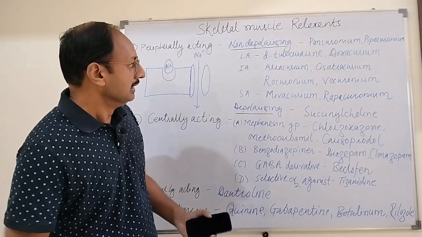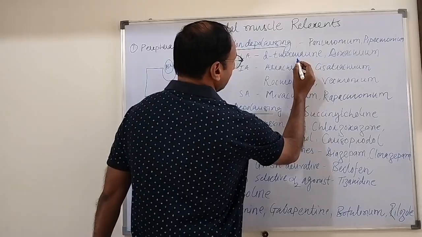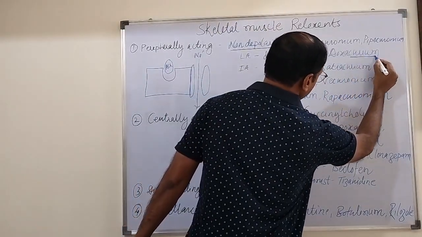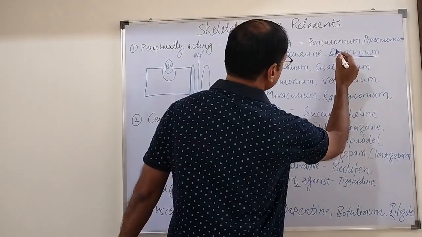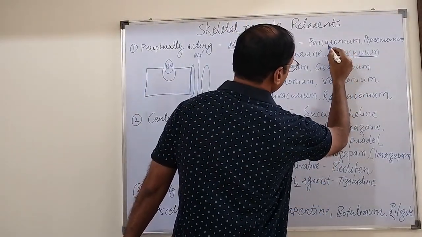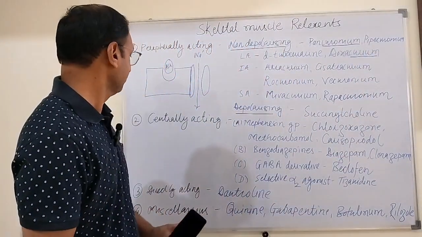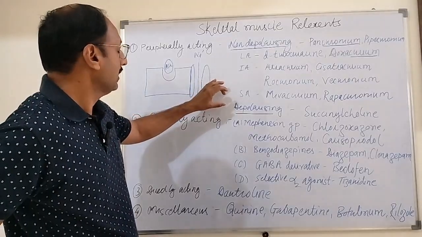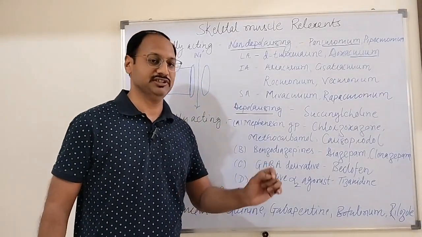Here, curarine or doxacurium are isoquinoline derivatives, and drugs which contain curonium are steroidal derivatives. Second group is depolarizing skeletal muscle relaxants. It contains only one drug, which is succinylcholine.